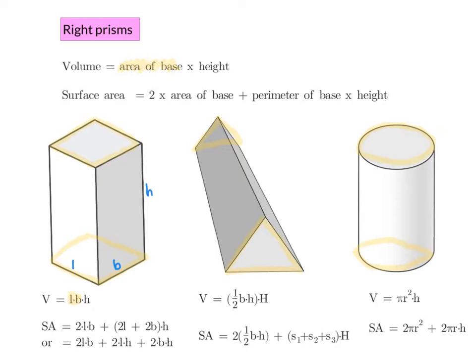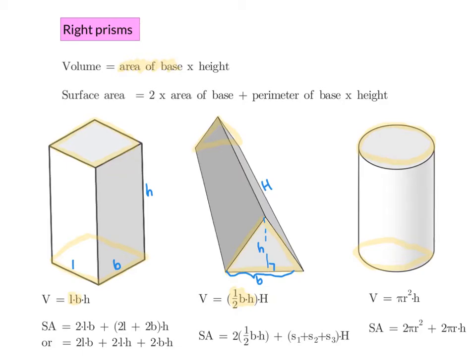If I look at the volume of a triangular prism, again, it's the area of the base, and the area of the triangle, because the triangle is the base, is half base times height, times the height of the whole object. Now, if I look at the dimensions here, I could make that piece there the base. The height of the triangle is the perpendicular height of the triangle. To differentiate between the height of the triangle and the height of the object, I'm going to use a capital H for the height of the object.